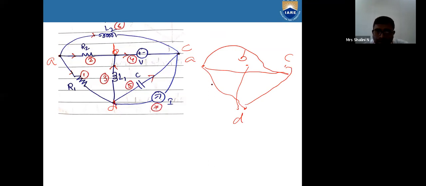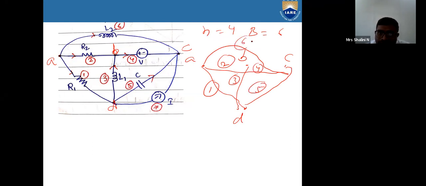After that, I am taking this as the first branch element. You told that 4 nodes will be there and branch elements will be 6. So it is your first branch, this is your second branch, this is your third branch, this is your fourth branch, this is your fifth branch, and this is your sixth branch. So the current source is not a branch. Why? Because it is open circuited.